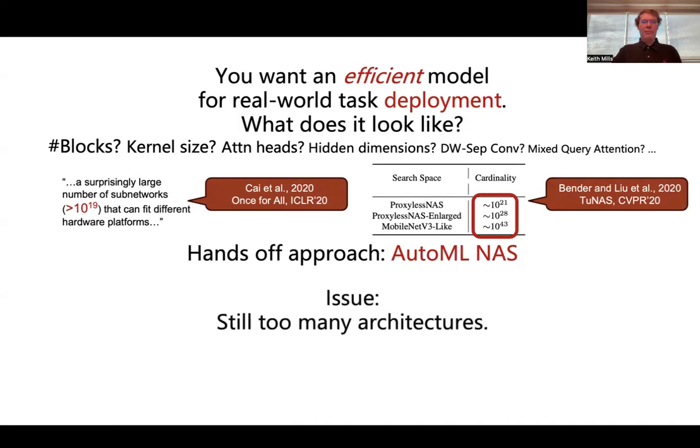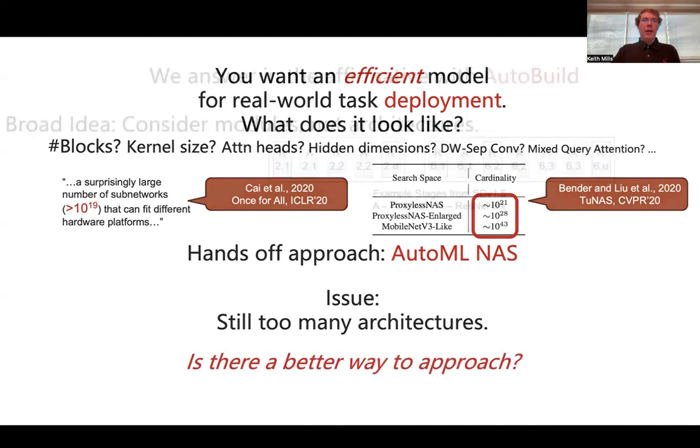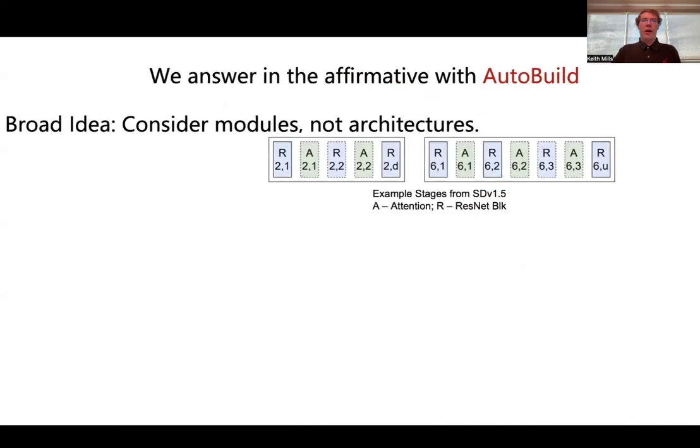However, we think a problem with using NAS is that you are considering the whole architectures, just trying to smartly navigate the search space, and there's just too many overall architectures. And we wonder if there's actually a different way to fundamentally approach the problem that is better. And we answer in the affirmative with AutoBuild.